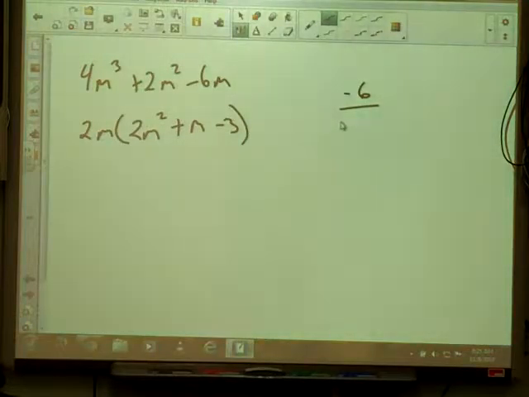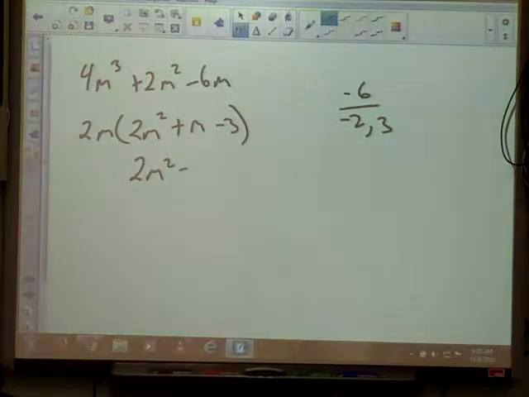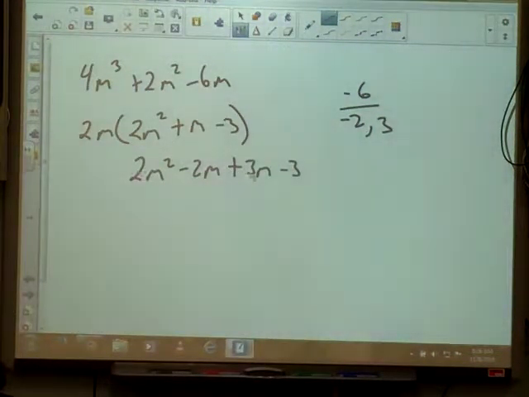Yes. What are they? Negative 2 and 3. Good. So that's going to get me 2m squared minus 2m plus 3m minus 3. And I put those in the order Scout told me that time, and that makes it look a lot prettier. I got 2s by each other and 3s by each other.